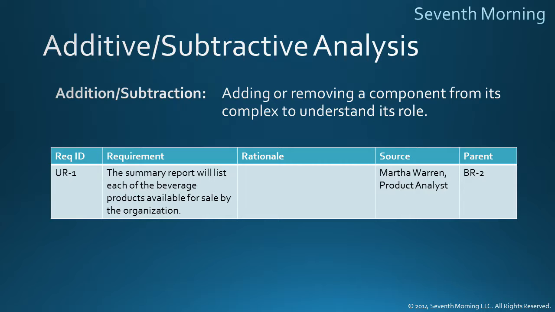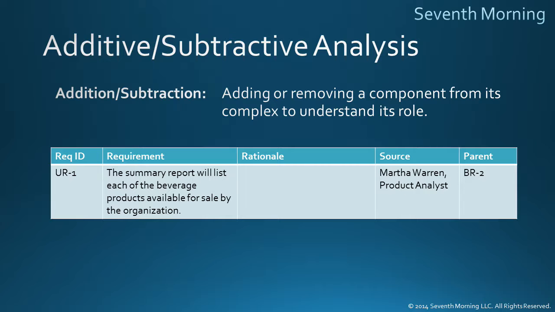We might ask her, okay, Martha, let's take a look at the requirement. You are one here. Why is it important to the report that we list all the beverages available for sale? She might have a difficult time answering that question, right? But if we ask her, hey, let's say if we take out the beverage names and replace them with beverage 1, beverage 2, and so on, would that work?